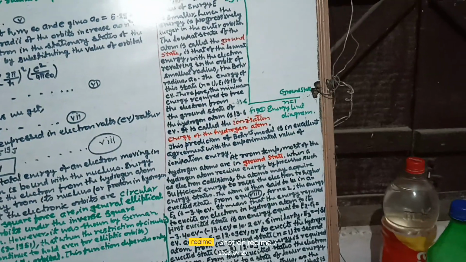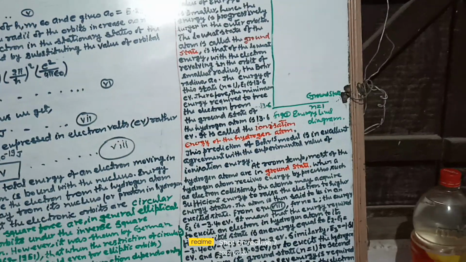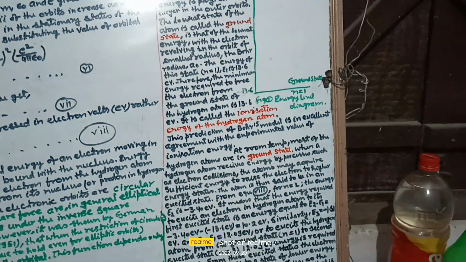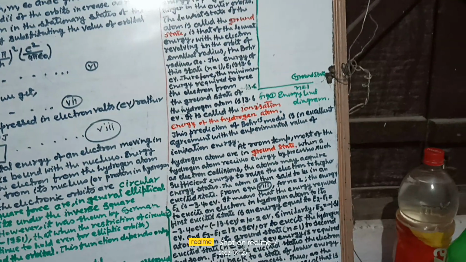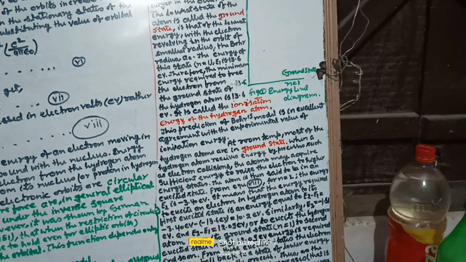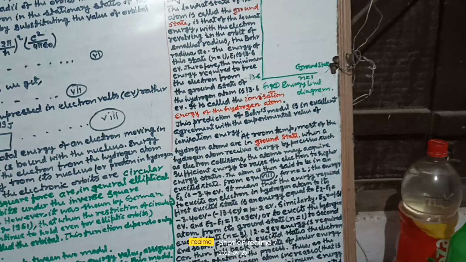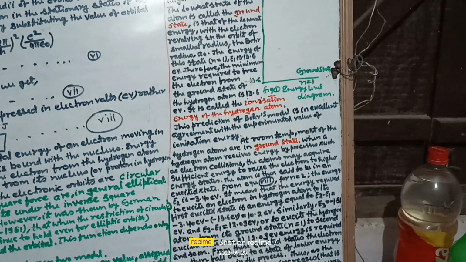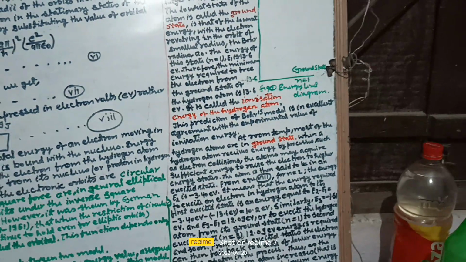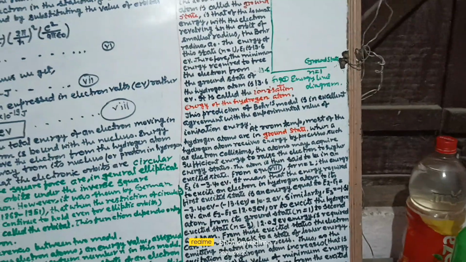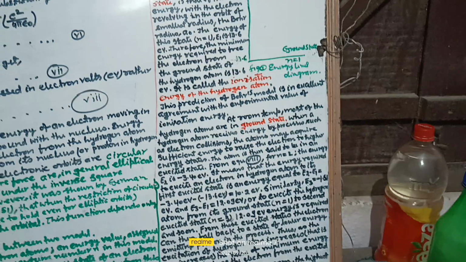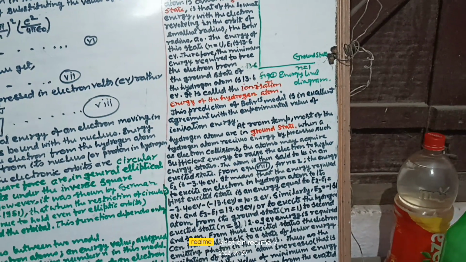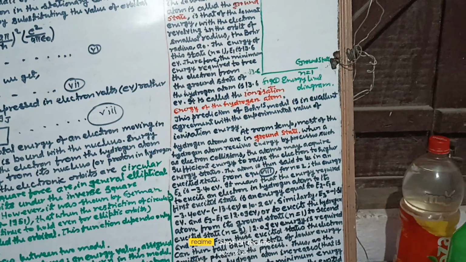At room temperature, most of the hydrogen atoms are in ground state. When a hydrogen atom receives energy by processes such as electron collisions, the atoms may acquire sufficient energy to raise the electron to higher energy states. The atom is then said to be in an excited state. From equation 8, for n equals 2, the energy E2 is minus 3.40 electron volt.